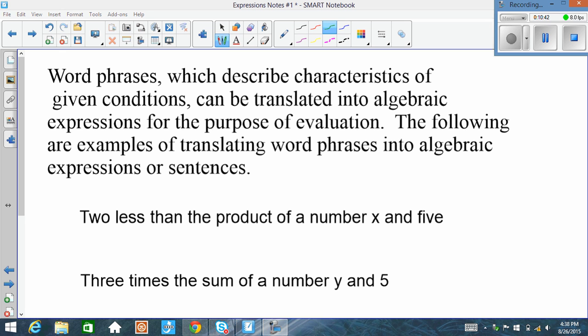Next topic. Word phrases, which describe characteristics of given conditions, can be translated into algebraic expressions for the purpose of evaluation. The following are examples of translating word phrases into algebraic expressions or sentences.